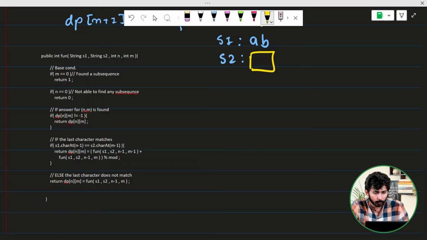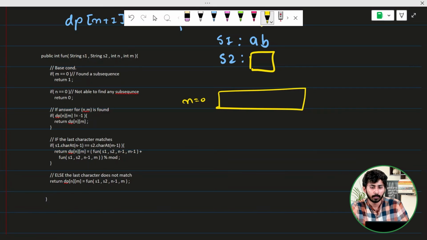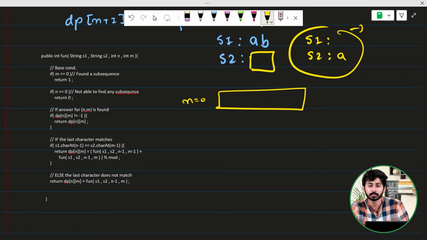And when n equals 0, that means the first row is 0, then it says if you don't have any string s1 and you have s2, whether it is, let's say, non-empty, then that means you don't have any subsequence. Then the count of subsequence will be 0.